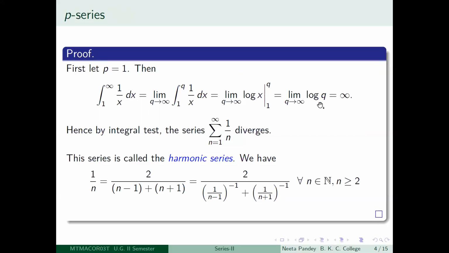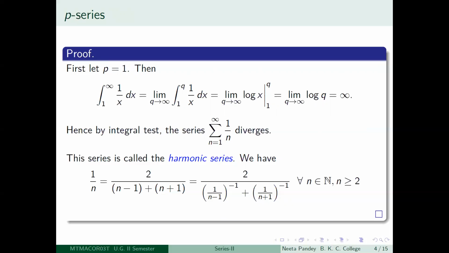And I showed you in a previous lecture the graph of log, right? So log is a function which is going towards infinity. It keeps on increasing as the value of the variable keeps on increasing. So the limit as q tends to infinity of log q is going to be infinity. So what has happened is that this particular integral does not exist finitely. Therefore, by the integral test, the corresponding series summation n equal to 1 to infinity of 1 by n will be divergent. In fact, it is properly divergent to infinity, right? So this is the first part which we have proved.